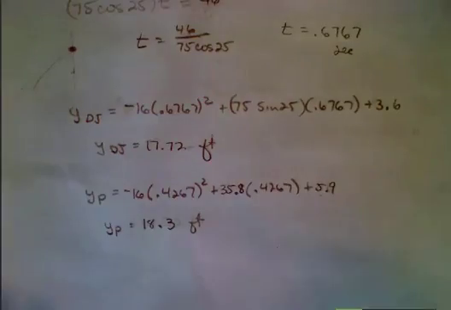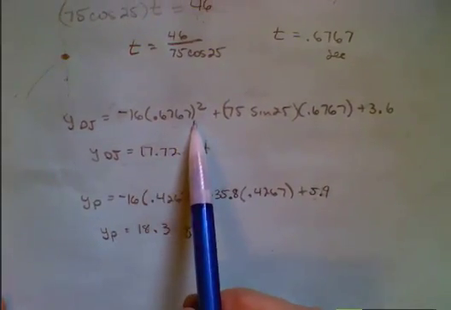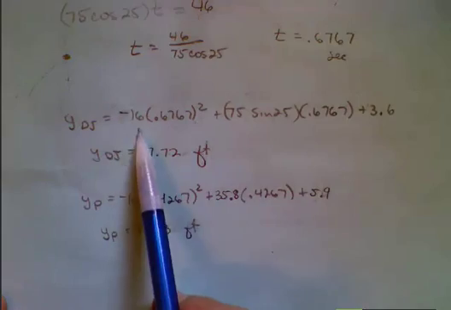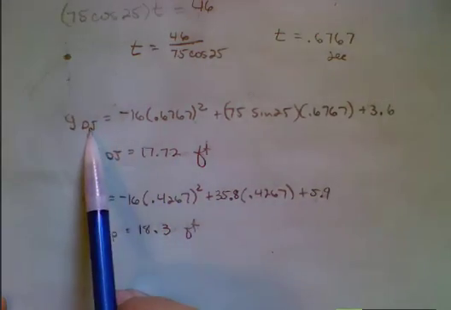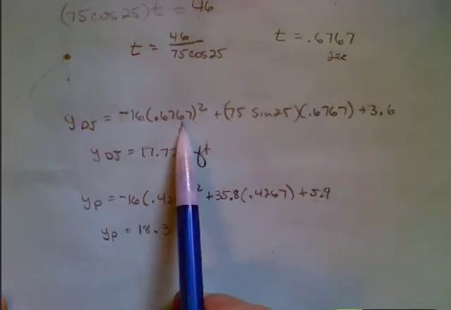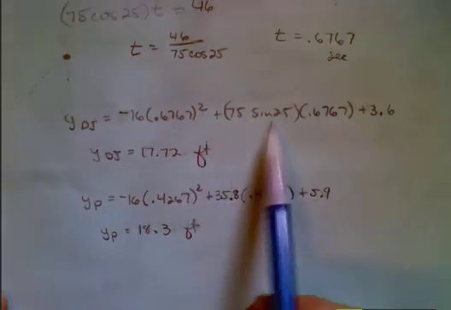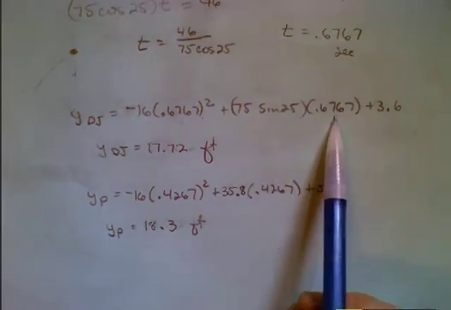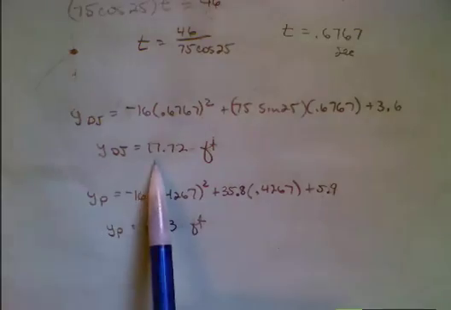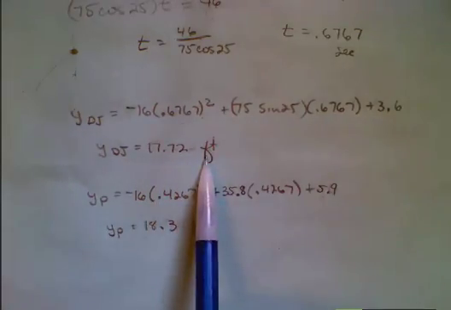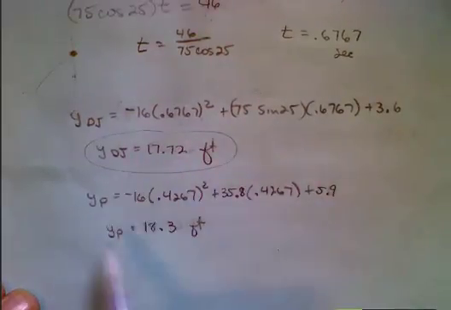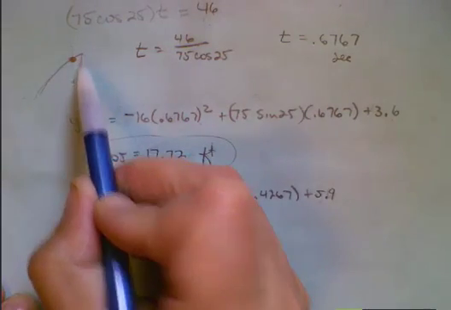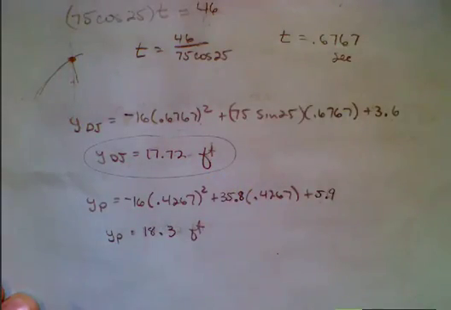So all I had to do was take 0.6767 and plug it into Derek Jeter's. I took negative 16. Again, we're looking at height, so it's the y. Negative 16 times that squared plus 75 sine 25 times that time plus 3.6. I got 17.72 feet. That's how high the flight of the ball is when x is 46.